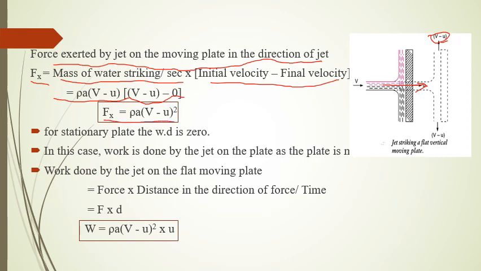By simplifying these, we get Fx equal to rho a v minus u whole square. For the stationary plates, the work done is 0. The work done is 0 because the plate is fixed. In the case of moving plates, work done by the jet is calculated as force into distance in the direction of force by time. That means work done W equal to F into D. Substituting the F value and D value, we get W equal to rho A V minus U whole square into U.